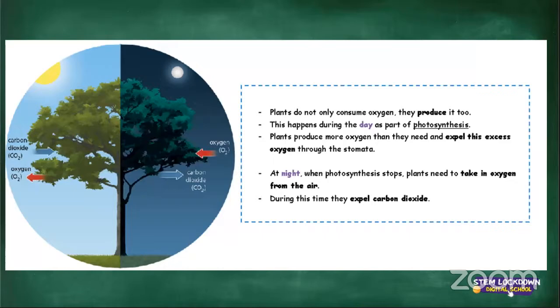Right. So basically, it's just the opposite of what happened during the day. All right. So during the day, carbon dioxide goes in, oxygen goes out, and in the nighttime, oxygen comes in and carbon dioxide goes out.